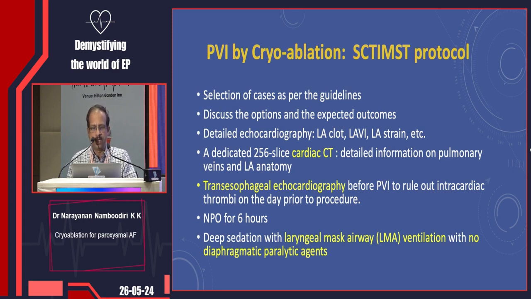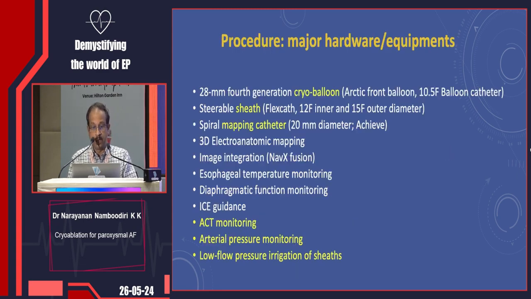For the selection of cases, as per the guidelines, the options were discussed, and a detailed echocardiography is performed. A dedicated 256 slice cardiac CT is performed, and TEE to rule out intracardiac thrombi. Nil per orally, deep sedation with a laryngeal mask airway, not with intubation, and with no diaphragmatic paralytic agents. As we could hear, diaphragmatic paralysis is a major problem, one of the complications that can happen with the cryo.